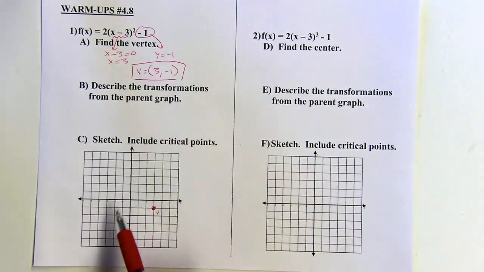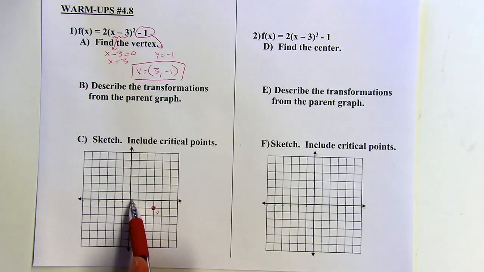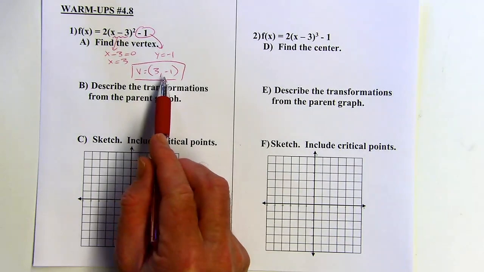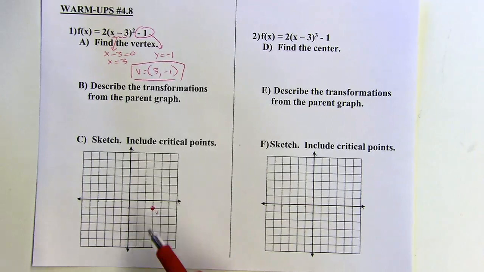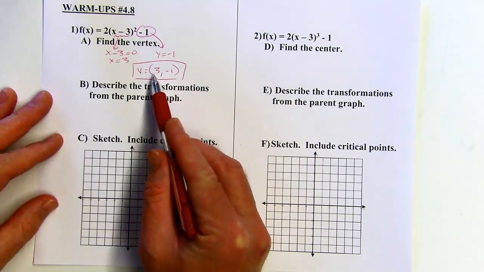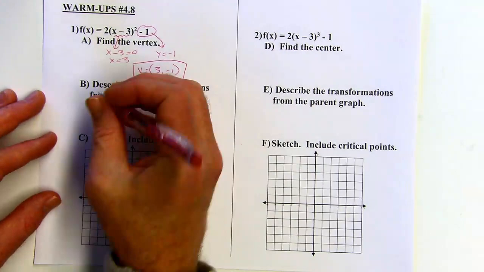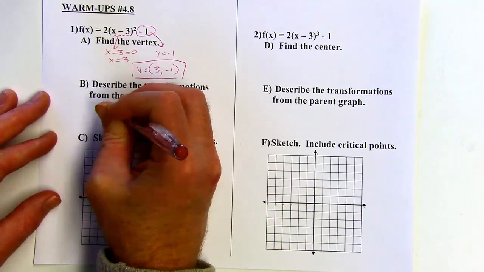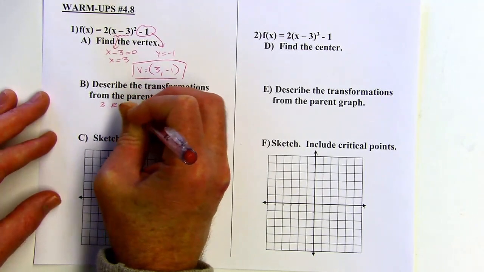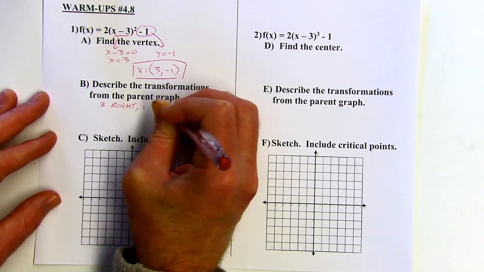Well, the parent graph has a vertex at (0, 0). So this new vertex represents that we've translated 3 right, 1 down. So the whole parabola is going to go 3 right, 1 down. You could say translated 3 right, 1 down, but I'm just going to say 3 right, 1 down.